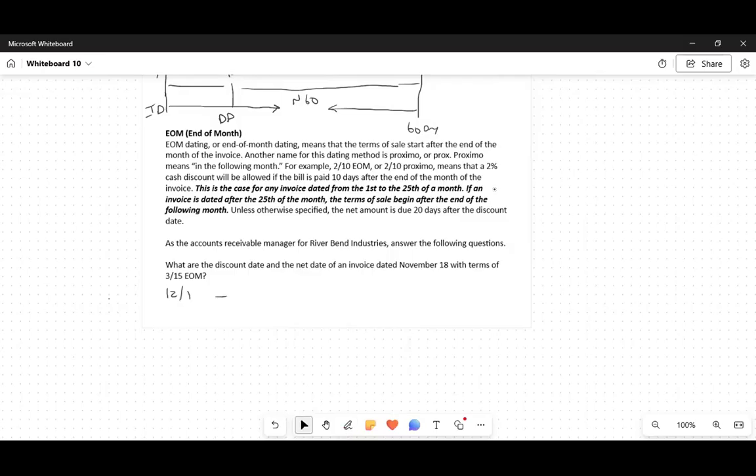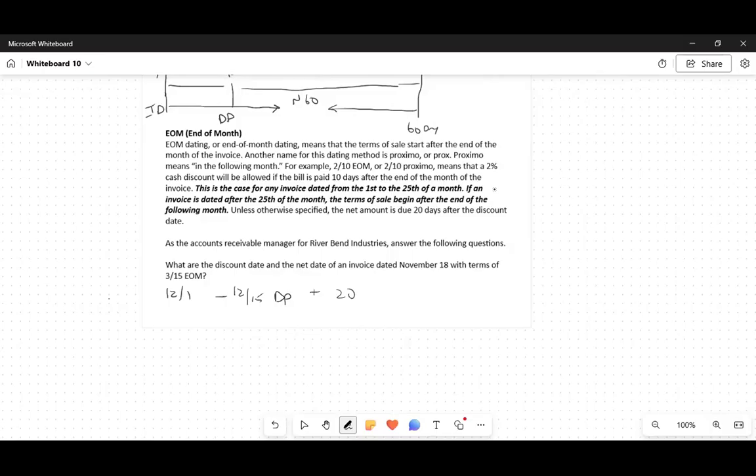We call it end of month. So you start at the end of the month. So the first day of the next month is the beginning of those terms. It goes for 15 days. So from 12/1 to 12/15 is my discount period. And then it's going to be 20 days after the discount date that it's due. So in this case, I add 20 days to 12/15.